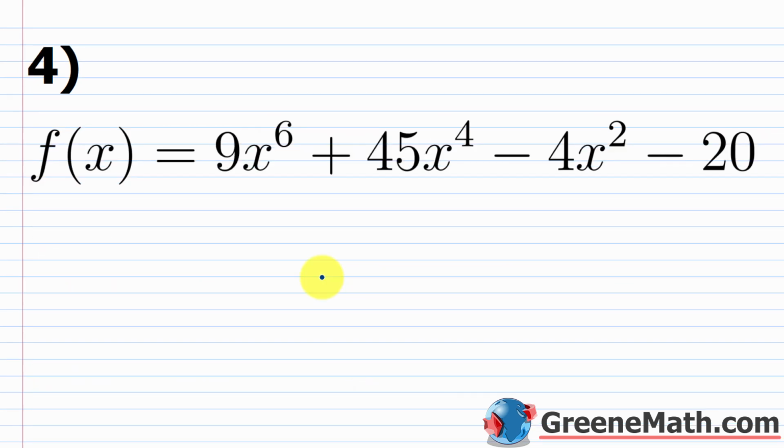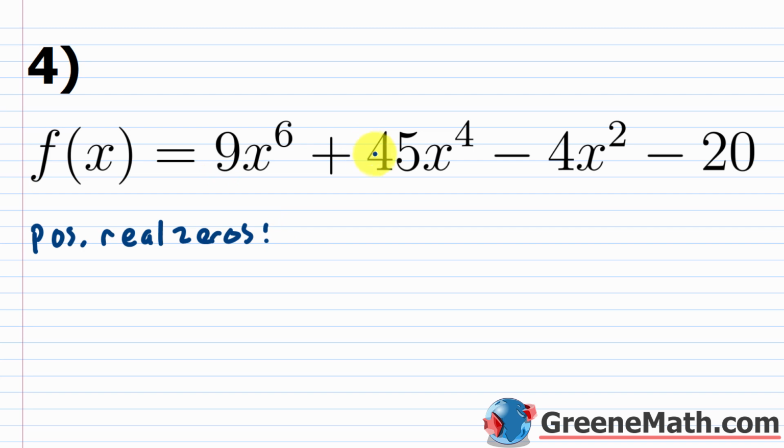All right, for problem 4, we have f of x is equal to 9x to the 6th power plus 45x to the 4th power minus 4x squared minus 20. So if we look at this one, again, for the positive real zeros, let me make this better.